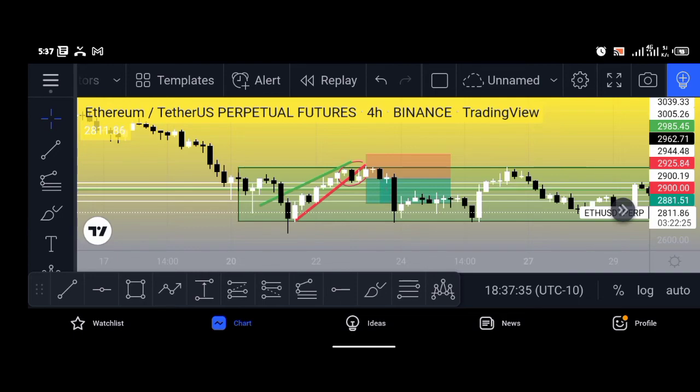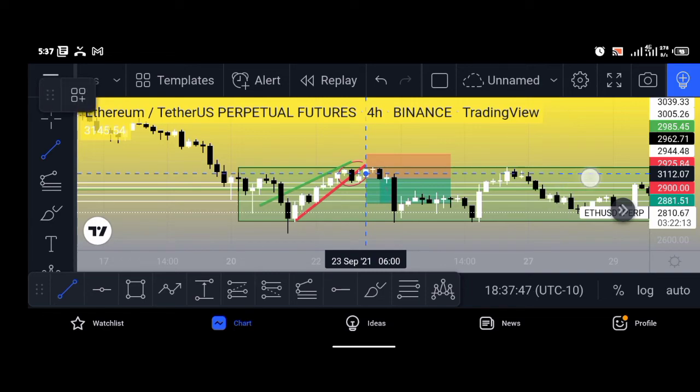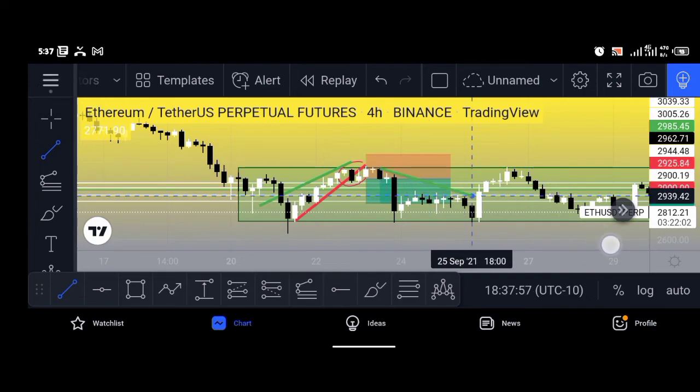The same thing is applicable if you want to short the market. You draw your support and resistance. Let me draw it again. Let me give you another example. Some do not retest, and if you don't retest, you don't place a trade.